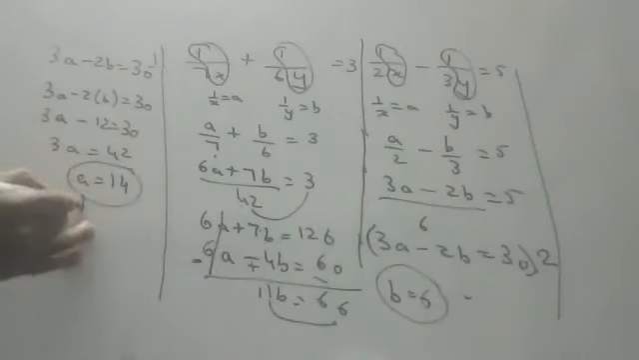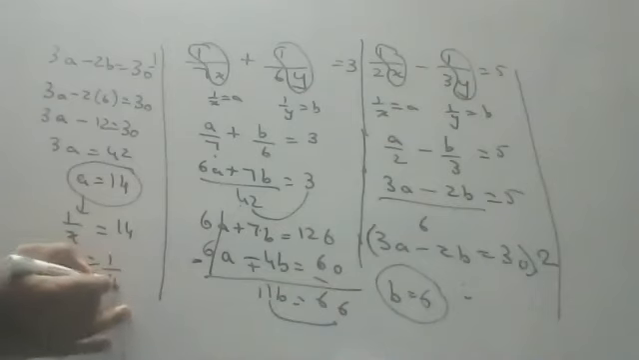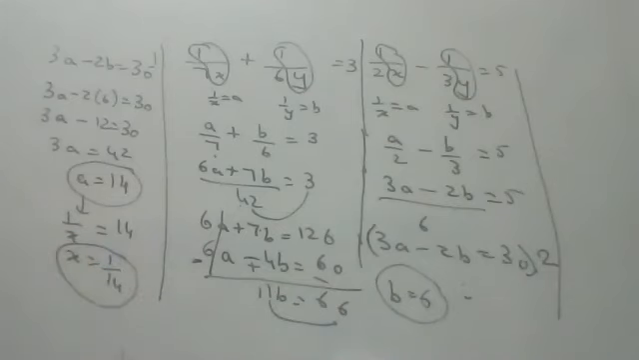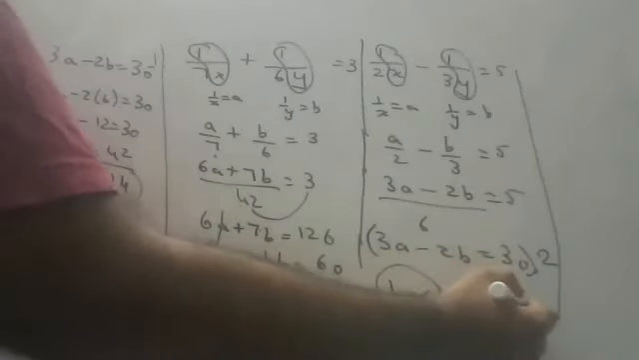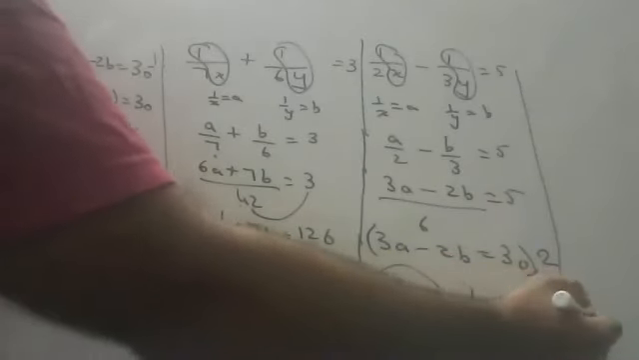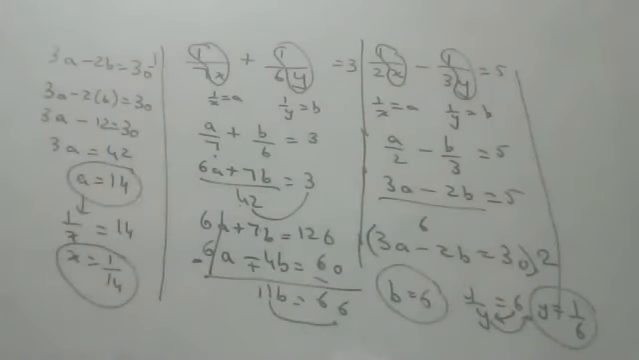But children, a we know is 1 by x. 1 by x is equal to 14. So x is equal to 1 by 14. This is the final answer. In the same way, b means 1 by y. 1 by y is equal to 6. So y is equal to 1 by 6. Y is going up, 6 is coming down. Like this, you have to do.